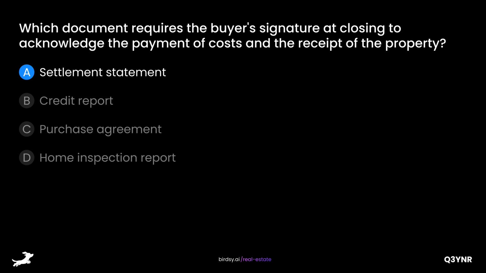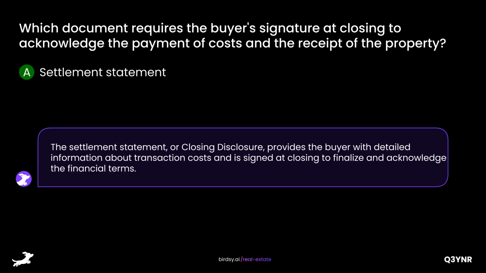Is it A, settlement statement? B, credit report? C, purchase agreement? Or D, home inspection report? The answer is A, settlement statement. The settlement statement, or closing disclosure, provides the buyer with detailed information about transaction costs and is signed at closing to finalize and acknowledge the financial terms.